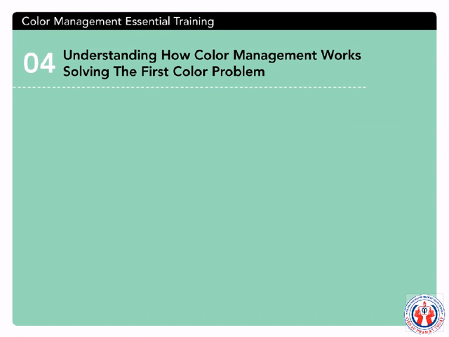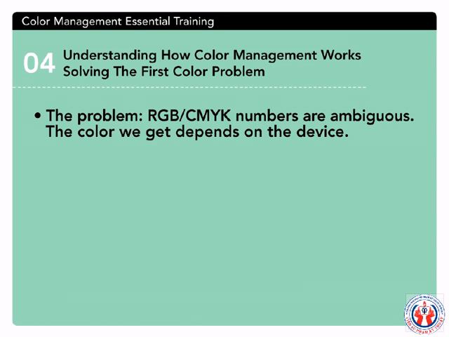The first problem with digital color is the ambiguity of RGB and CMYK values. What color do these numbers actually produce when sent to displays and output devices? When we do that, we get back a wide variety of colors.